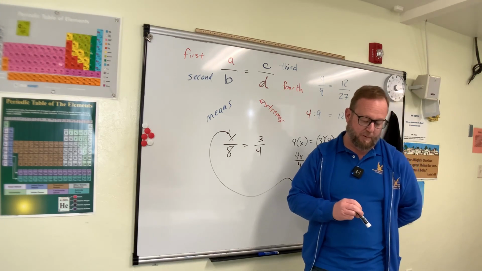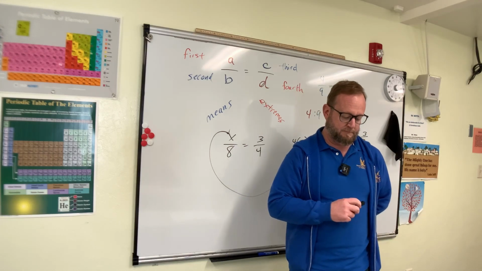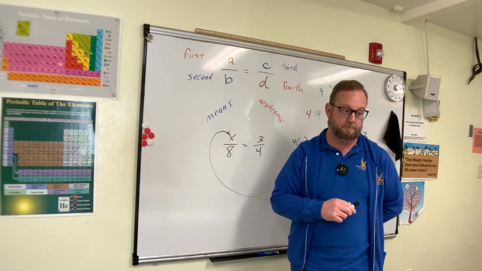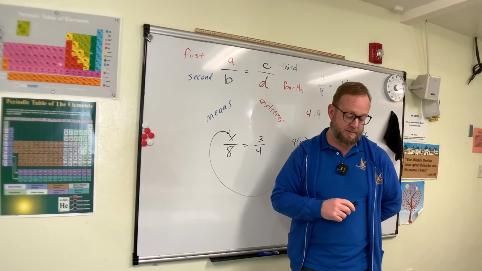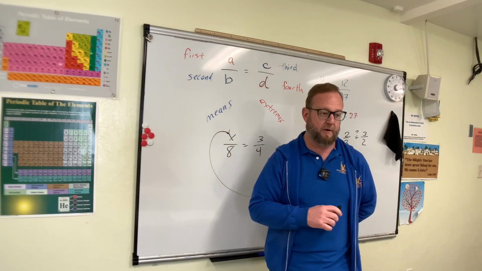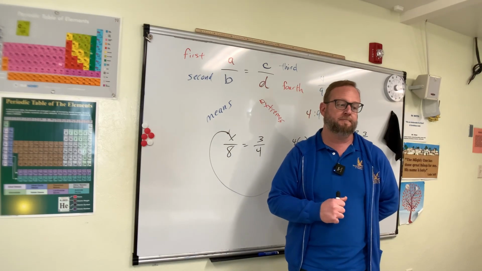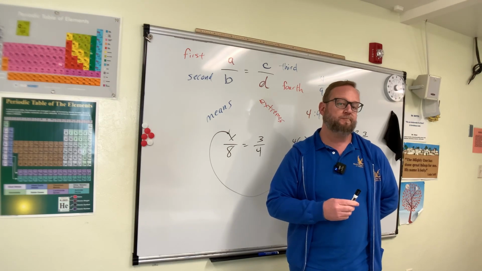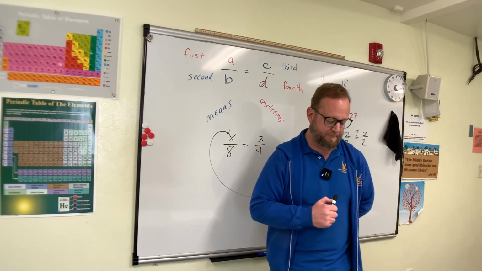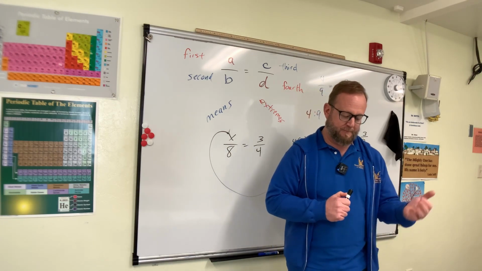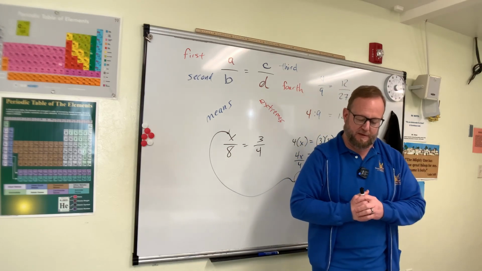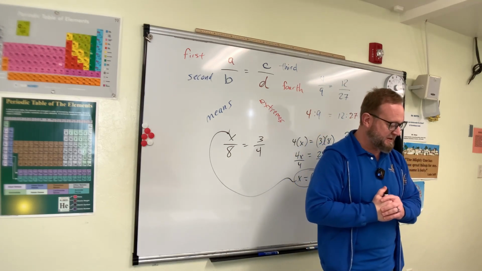Number 7, is that a proportion? Number 7, 4 over 9, 24 over 54. That's a proportion. And so you can go through and finish the rest of those.